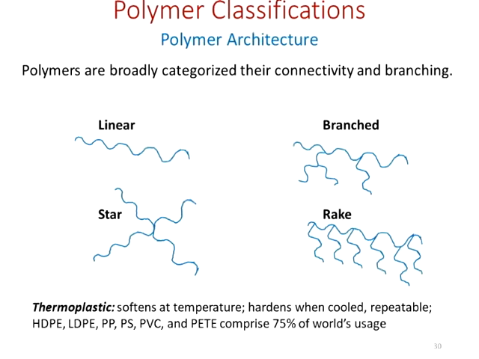Many of these will be in the form of thermoplastics. So thermoplastics soften at temperature, harden when cooled, and these are thermoplastics, so you can repeat it. So you can heat it up. You missed it, or you took a nap, or something happened and you forgot to pour it, or whatever. You can repeat it. And these are examples of these thermoplastics: HDPE, LDPE, polypropylene, polystyrene, PVC, and PETE. And this comprises about 75% of the world's usage.